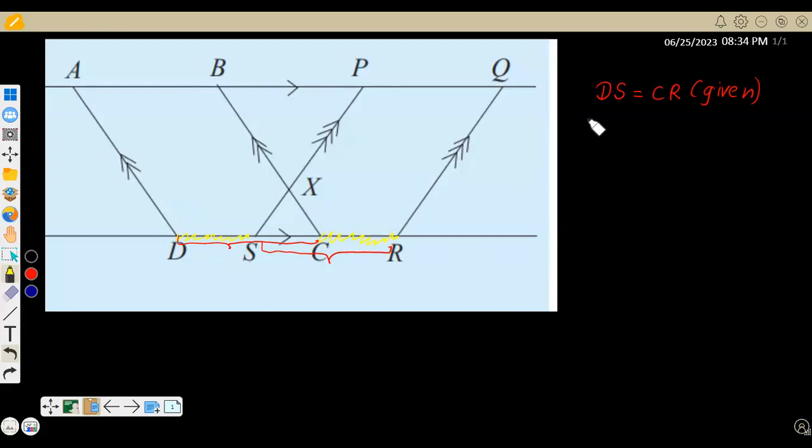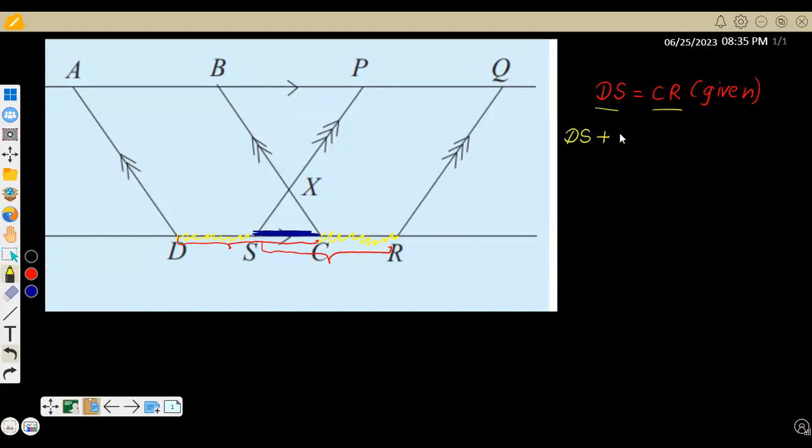Very good. Here DS and CR are equal to each other. Then for DC and SR, you can identify that SC is the common line, no? Then you can add this. If you add the same quantities to equal quantities, then those obtained quantities are equal. This is given by axiom 2.